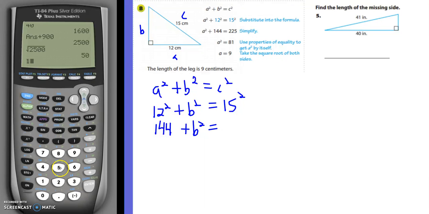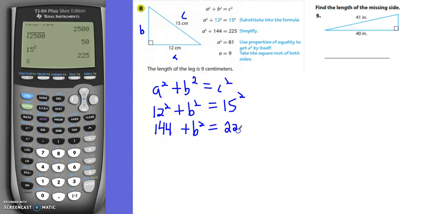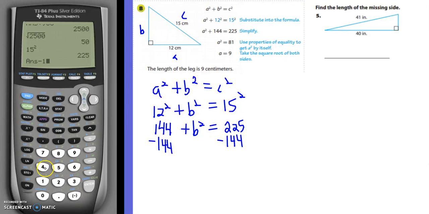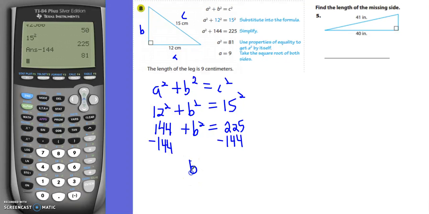15 squared is 225. We're going to subtract 144 from both sides. So 225 minus 144 will get me 81. Find the square root of both sides. So the square root of 81 is 9.